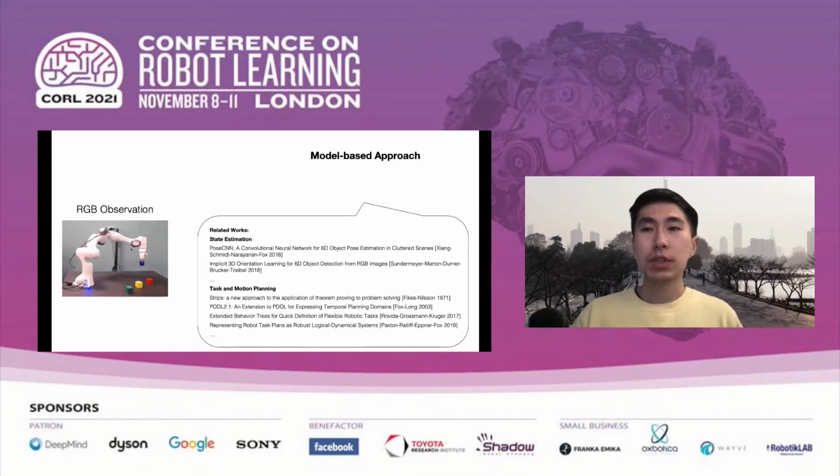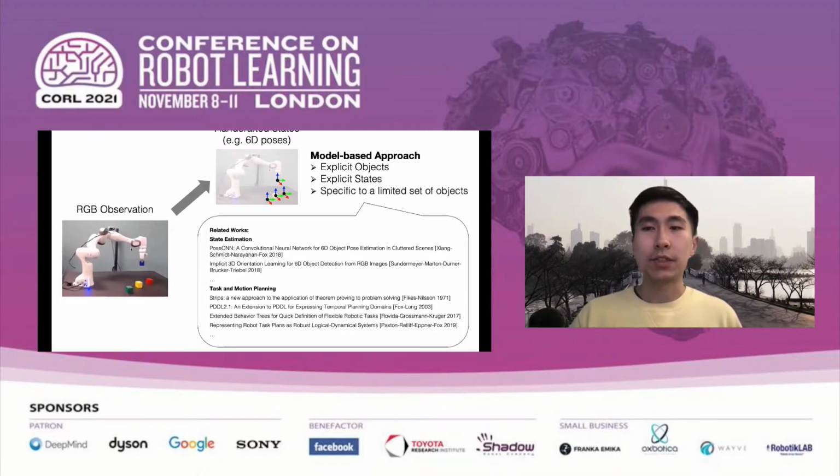We call this combination of a state estimator and task and motion planner the model-based approach. They're widely adopted in robot manipulation literature due to their effectiveness on real robots. These methods use handcrafted state representation that enables explicit reasoning about objects, as well as the object states, such as 3D location and orientation. However, estimating the handcrafted states often requires 3D object models or accurate object detection and segmentation, which limits the applicability of such methods to a set of known objects.